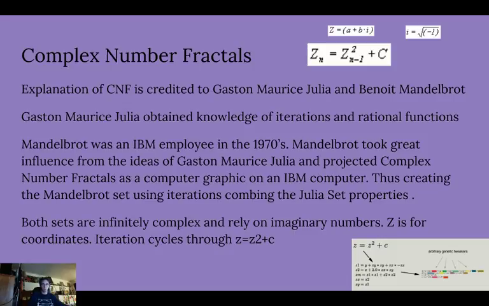And basically these formulas, in essence, are just the coordinates of where the fractals would be on a plane. Not a Cartesian plane, but a simple horizontal vertical plane. Very similar to a Cartesian plane. So they both are infinitely complex and rely on imaginary numbers. So z is usually for coordinates, and an iteration cycles through z equals z squared plus c. And as you can see down here, it talks about the genetics of fractals and how certain integers, once inputted, can change the color, can change the positioning, can change even the density and volume of certain fractals.